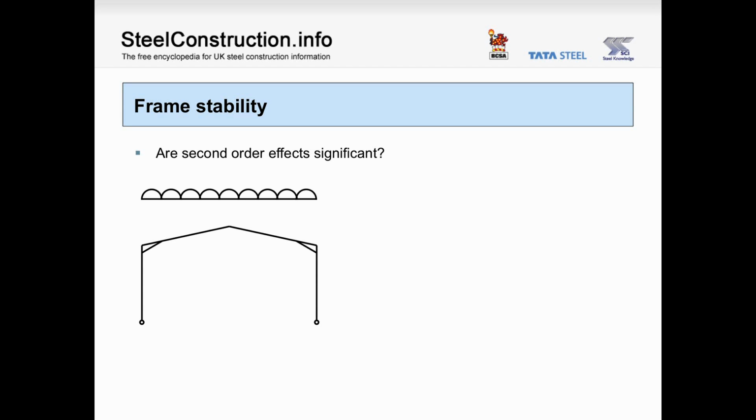Second order effects in portal frames arise from two areas. Here is a frame which is subject to vertical load only, and under that vertical load the apex drops and the eaves spread. Perhaps if plastic hinges form, then there is a further and potentially considerable drop of the apex. So the final form of the frame is not the form that we initially analysed.